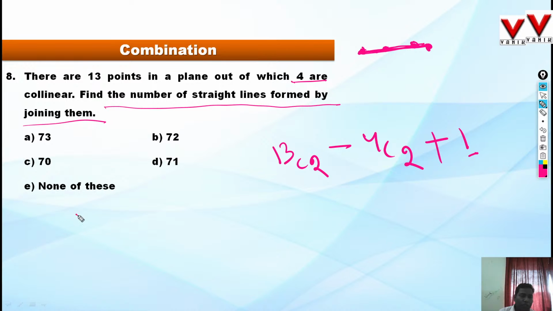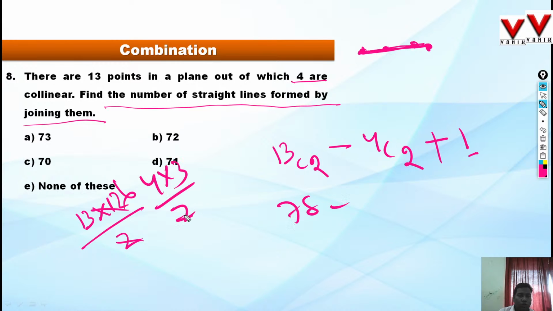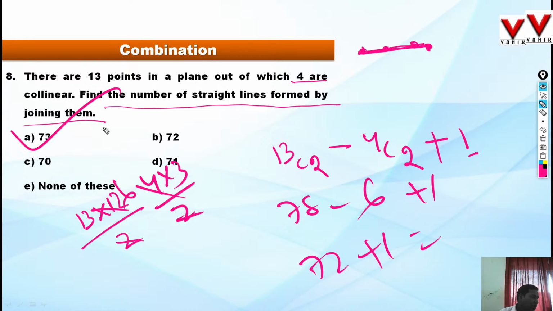13C2 means 13 into 12 divided by 2. 13 6s are 78, minus 4C2. 4 into 3 divided by 2. 3 2s are 6. Then plus 1. 72 plus 1 is equal to 73. Option A is our correct answer.